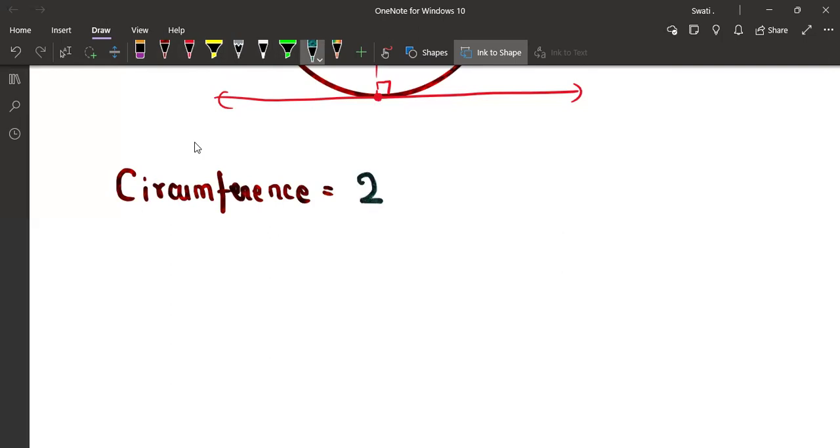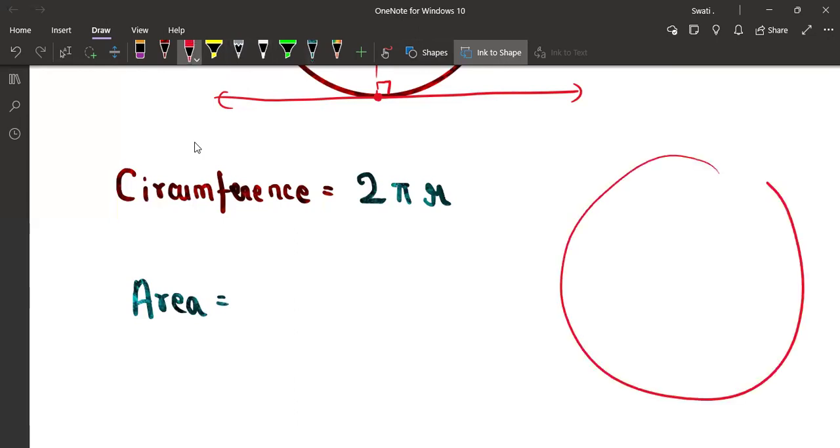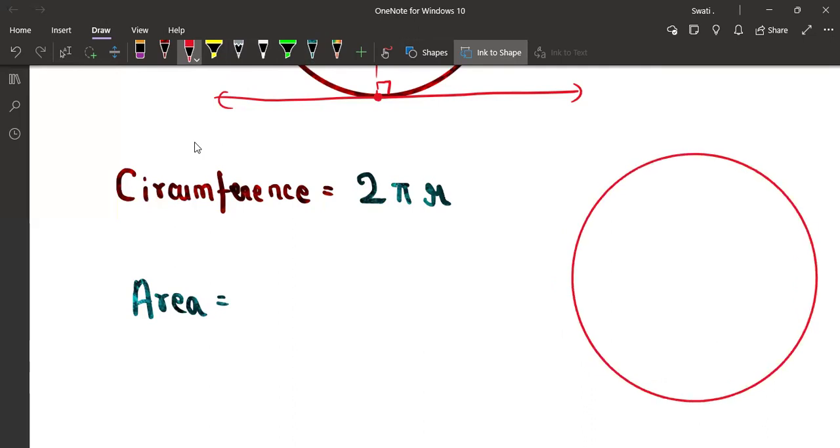Just remember the formula that the circumference of a circle is 2 pi r, where r is the radius of the circle, 2 is a number, and pi is either 22 by 7 or 3.14. There is also the area of a circle. I hope you have no doubt about the circumference and the area of a circle.